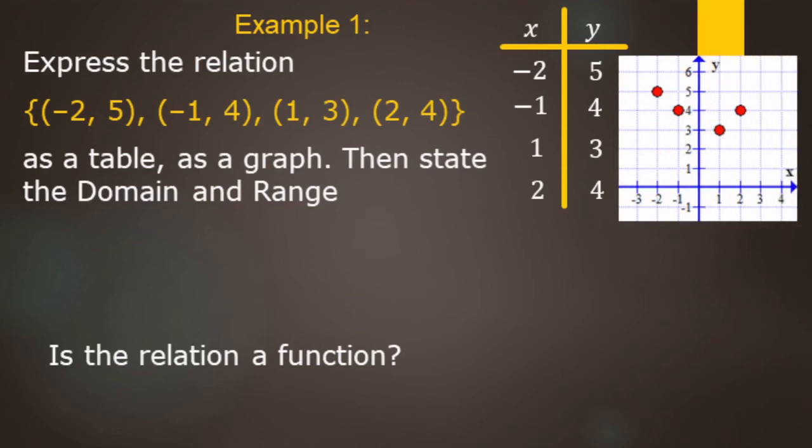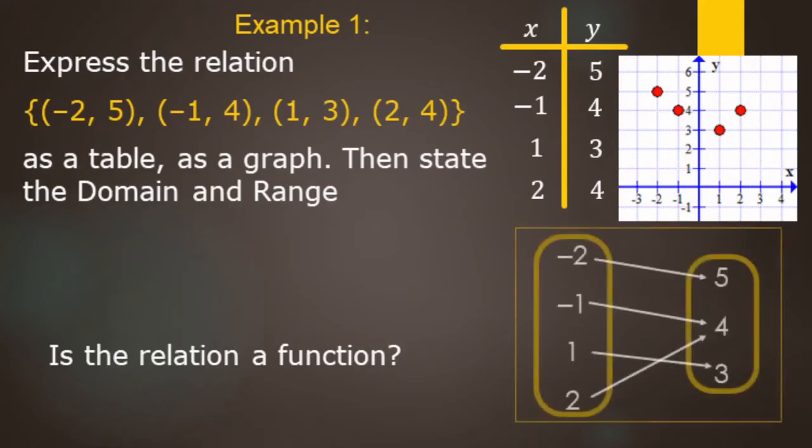Now if we do a graph, that's what the graph will look like there. So again, -2 goes to 5 right there, and then -1 goes to 4, and you can go off of these as well: 1 to 3, 1 for the input, 3 for the output, and 2 to 4 there, 2 for the x, 4 for the y, goes right there.